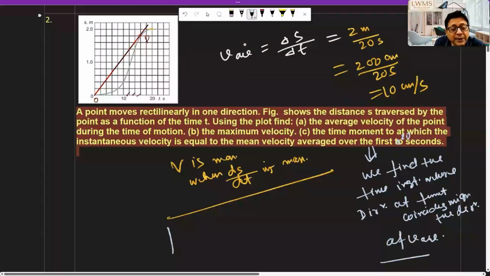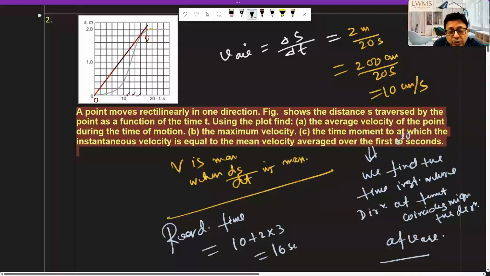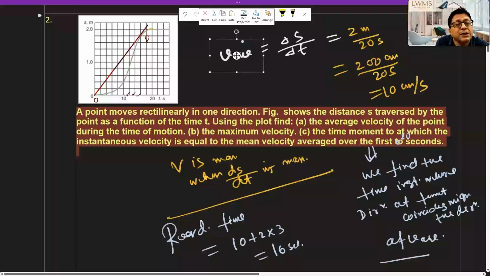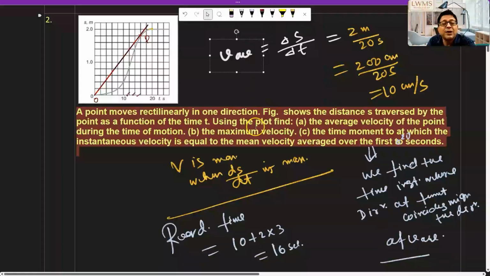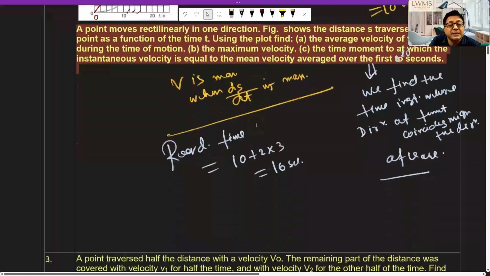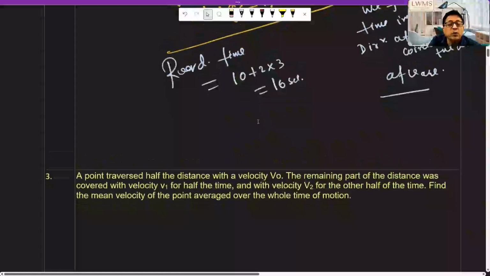So the required time is equal to 10 plus 2 into 3. Why 2 into 3? Because time is shown here: 10 divisions and 20 seconds. So for each division the time is 2 seconds. That's why I have taken 16 seconds. Let us go for the next one.